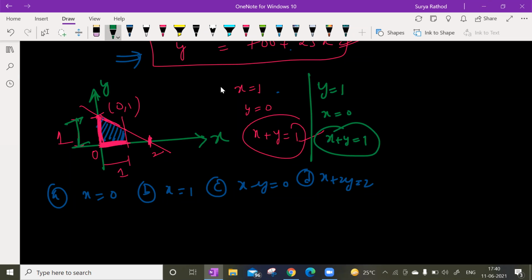So x minus y, is it possible? Look at x is equal to 0. Whether x is equal to 0 is possible here. x is equal to 0 we have here. x is equal to 1 we have here. x minus y is equal to 0. Is it possible, x minus y? No, sir. No, sir. Then x plus 2y is equal to what?